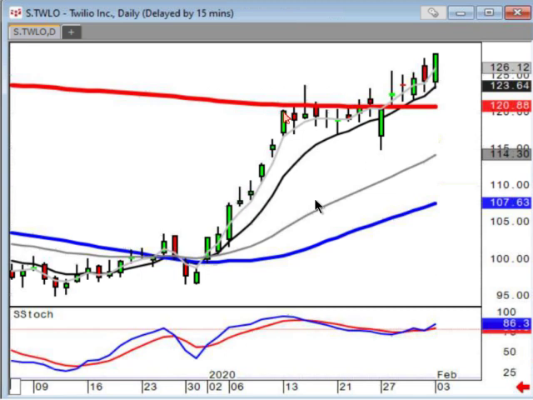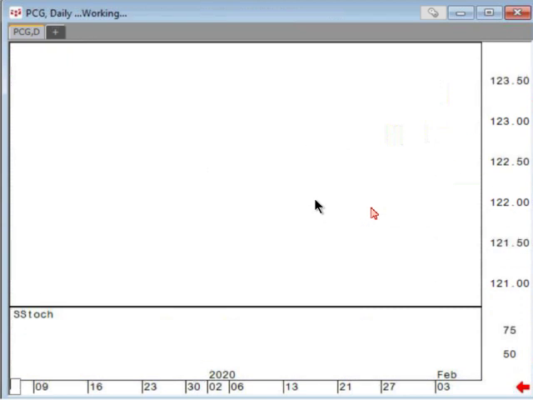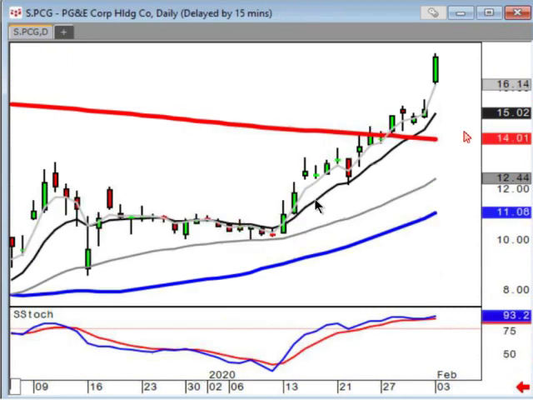Twilio, still looking for wave 1, wave 2, wave 3 being the same as wave 1. Stay with this one. And PCG had kind of a fry pan bottom. No, it didn't. Gap up. What was I looking at? Something else.